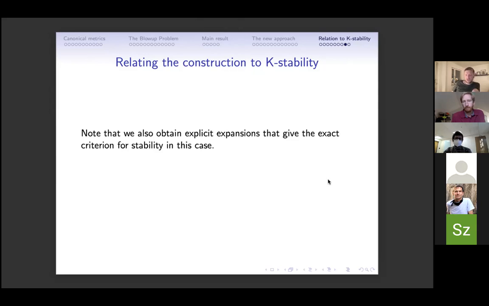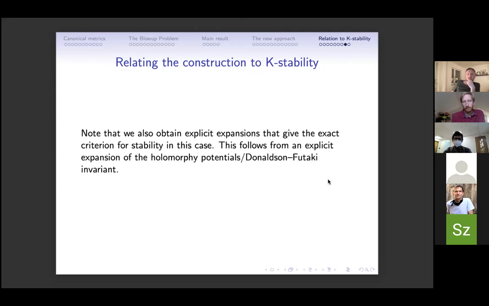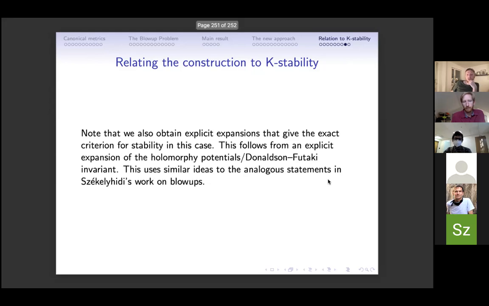So the final thing I want to say is just that we can also obtain explicit expansions that give the exact criterion for stability in this case. This is really an explicit expansion of holomorphic potentials or Donaldson-Futaki invariants, and this uses really similar ideas to the analogous statements in the work of Székelyhidi. But the key is really to land ourselves in the situation where we can think of it as a sort of finite dimensional zero of a moment map type problem.